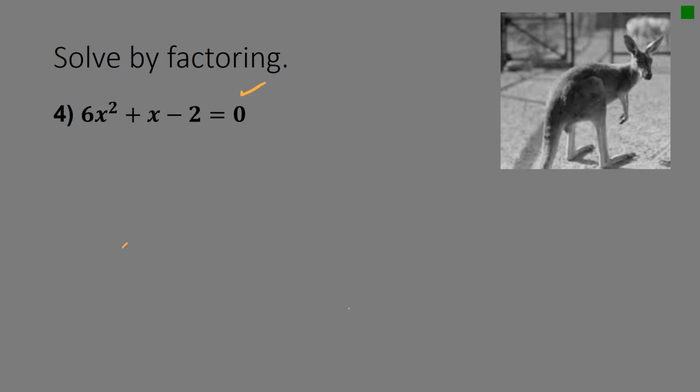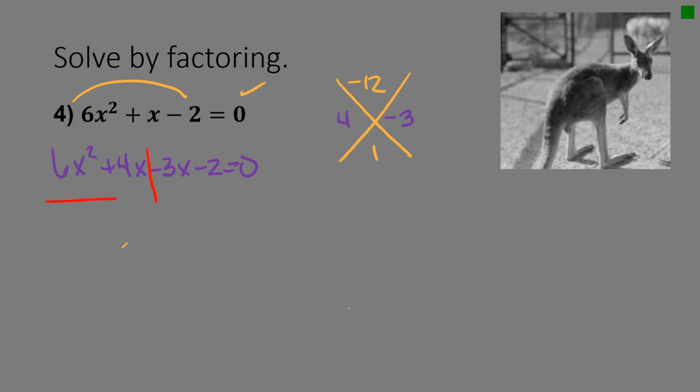Solve by factoring. Check, it equals 0. So I'm going to do my big X. 6 times negative 2 is negative 12, and I'm looking for the factors that equal 1. So my answers are 4 and negative 3. So 6x squared plus 4x minus 3x minus 2 equals 0. I'm going to go to my big T for grouping, take out a 2x. I get 3x plus 2. Over here, I'm going to take out a negative 1. And I get 3x plus 2. So my factors are 3x plus 2, 2x minus 1.